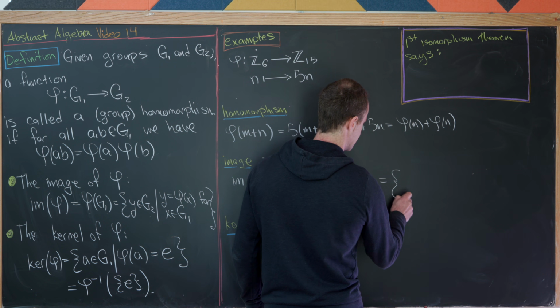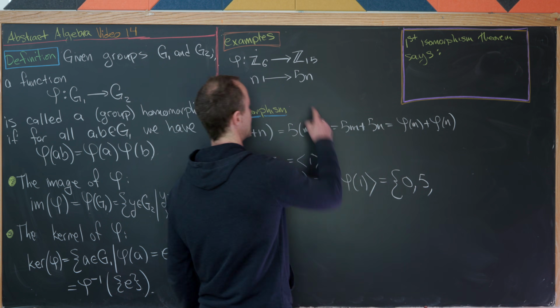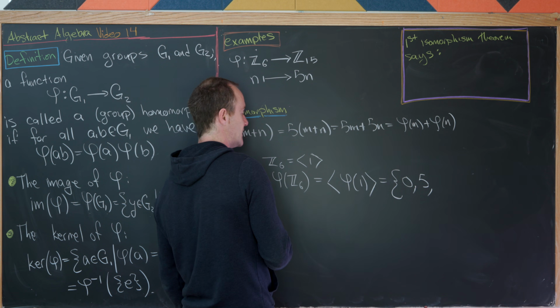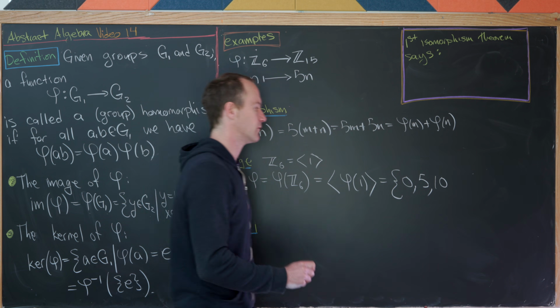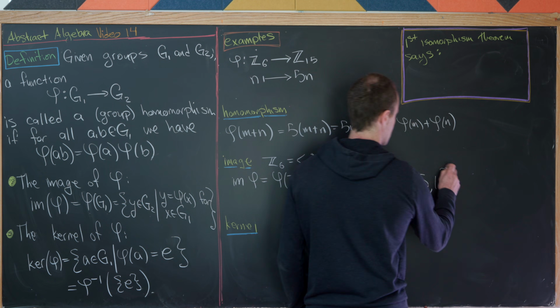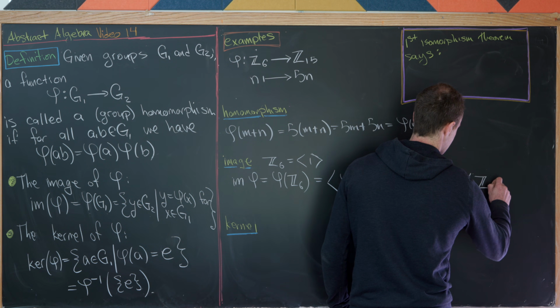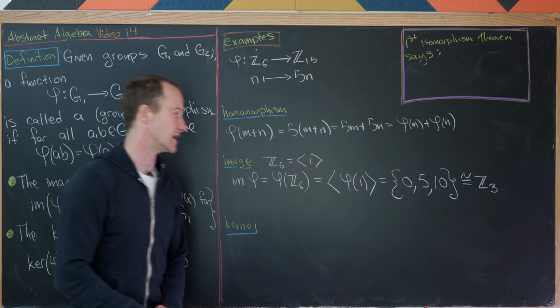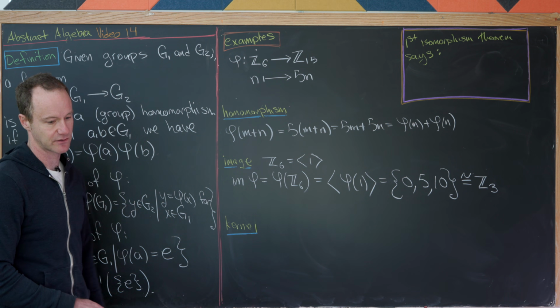So phi of 0 times 1 is 0. Phi of 1 is 5 because we multiply by 5. Phi of 1 plus phi of 1 is 10. And then phi of 1 plus phi of 1 plus phi of 1 is 15, but that's back to 0. So that closes this thing up. Let's also notice that this is isomorphic to Z3. It's a 3-element group, so it's got to be isomorphic to Z3.